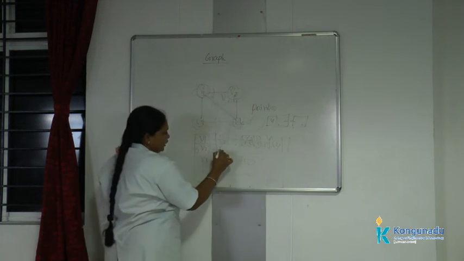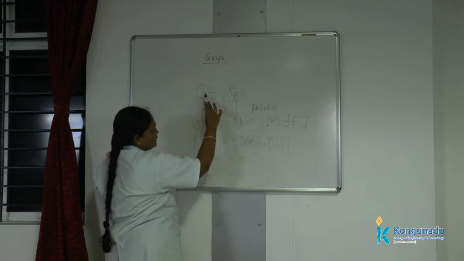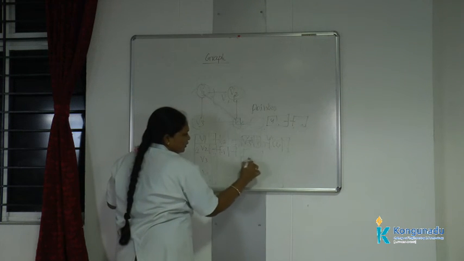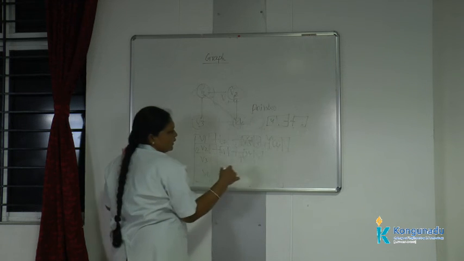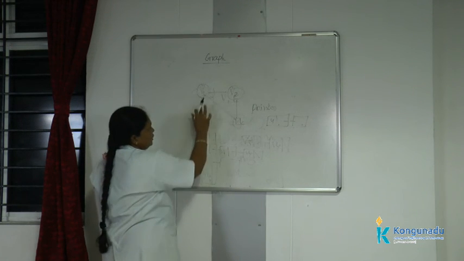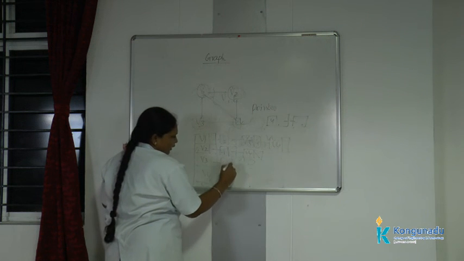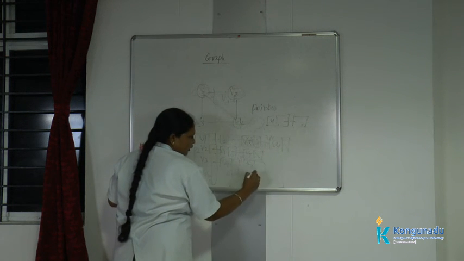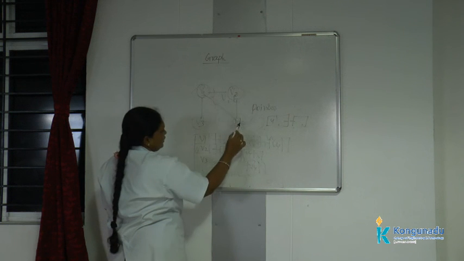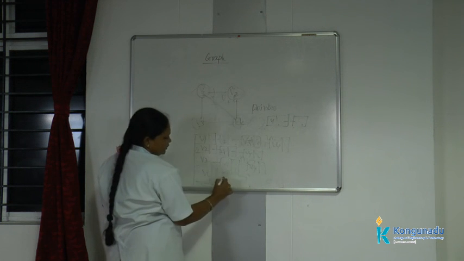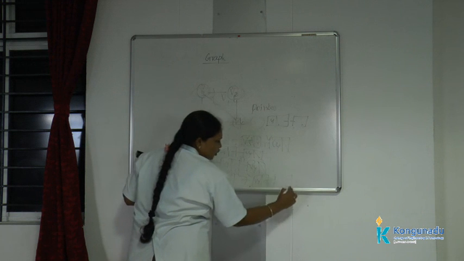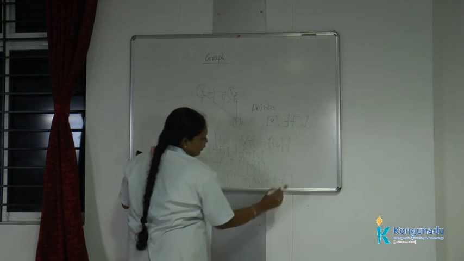Next one, V2. V2 has adjacent nodes V1 and V4. There are no other adjacent nodes for V2. And V3 has V1 and V4. So V1, V4, and the last node will point to null. And V4 has V1, V2, V3. So I can put all the vertices V1, V2 and also V3. The last node will point to null.